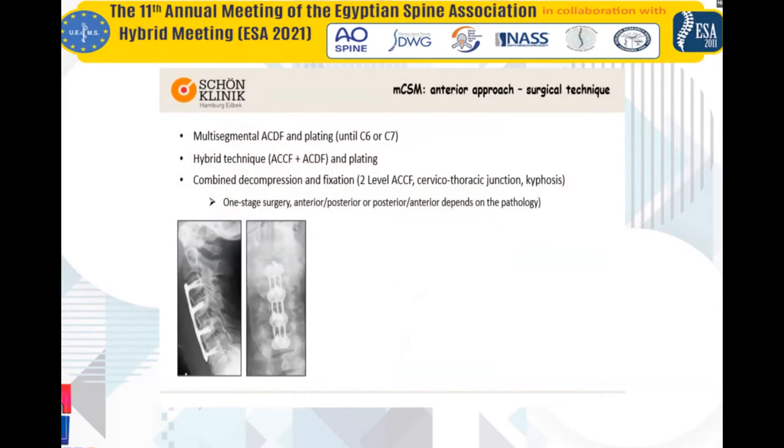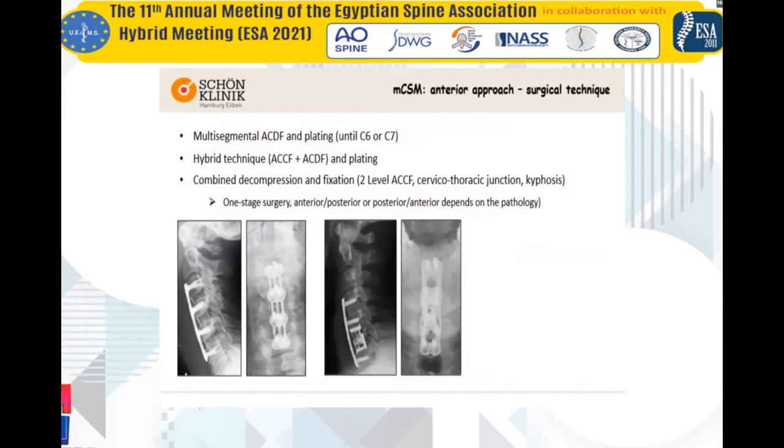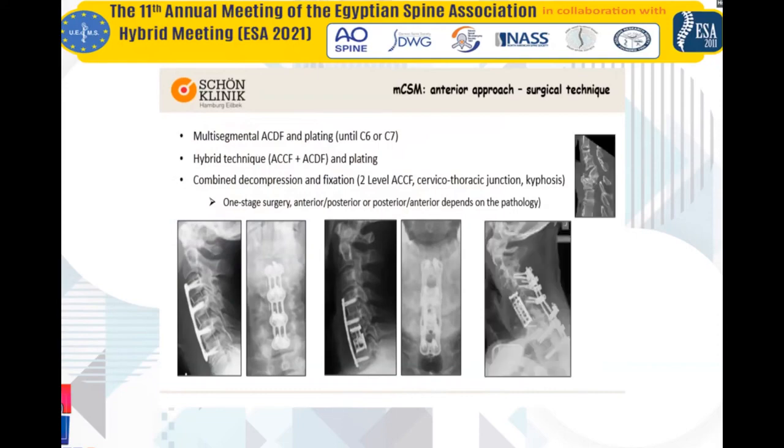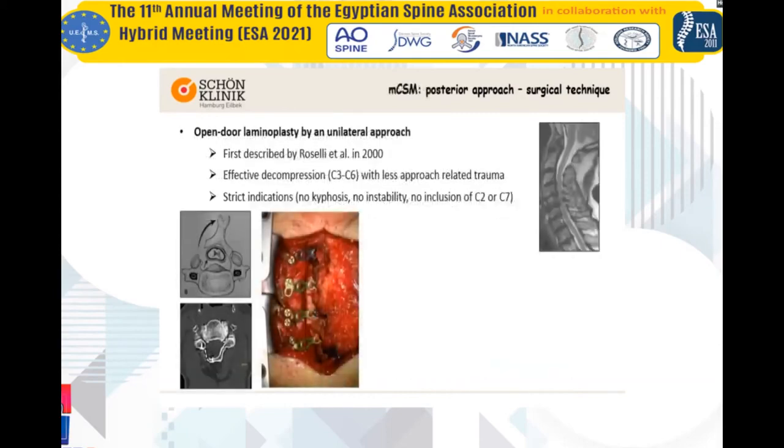You can go for a multisegmental ACDF with plating, but you can also go for a combined approach, and this actually is my favorite approach in these cases, where I can decompress 2 levels with a corpectomy and then 1 level with an ACDF and of course additional anterior plating. In seldom cases with a severe kyphosis or an extension of the pathology to the cervical thoracic region, it might be necessary to combine an anterior corpectomy, in this case of 3 levels, with a long posterior instrumentation.